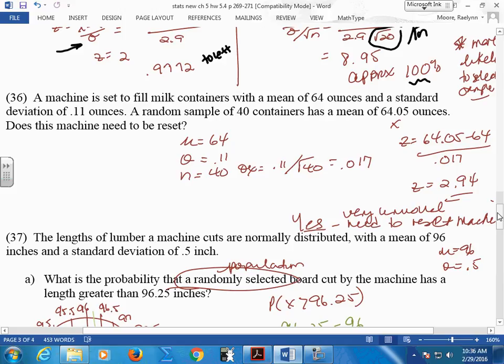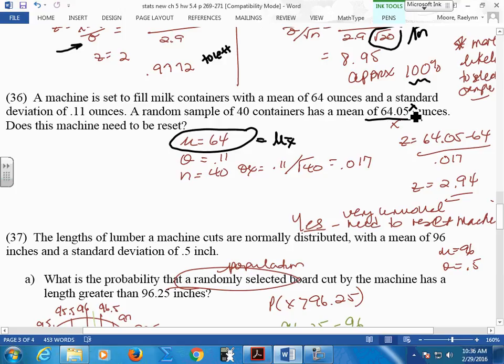A milk machine is set with a mean of 64 and a standard deviation of 0.11 ounces. You randomly select 40 containers and you average them all together. You find what their mean is. And you want to know, does this need to be reset? That's not the mean of your sample. The mean of your sample is still 64. This is just the x value that you're going to use.